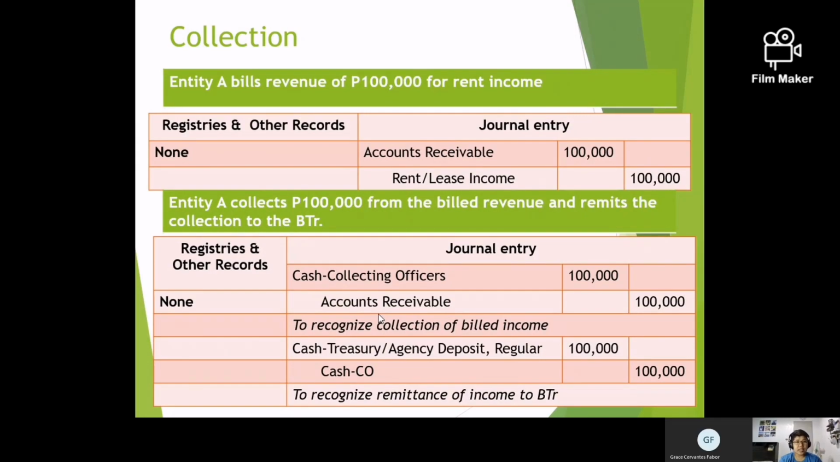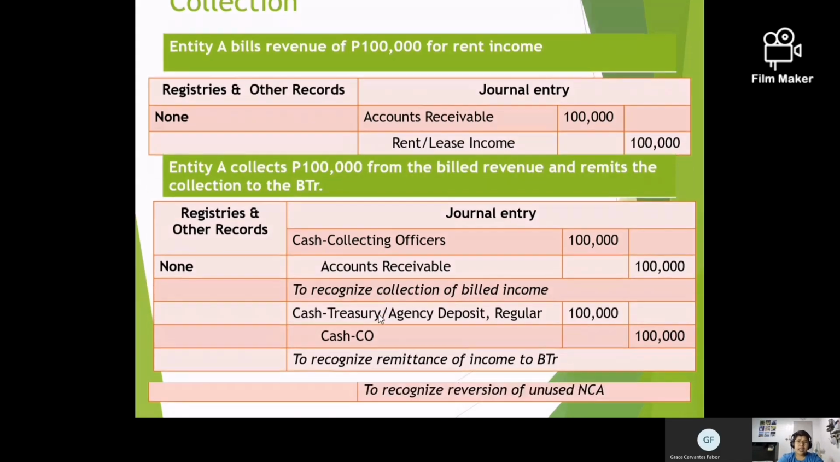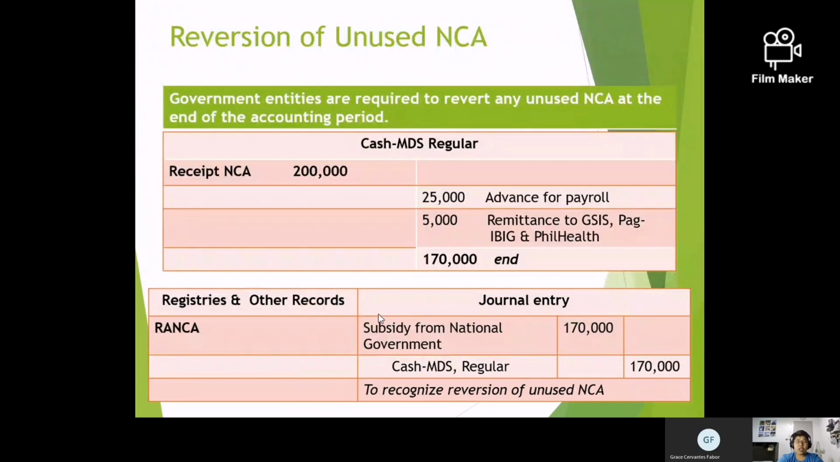Also, other receipts. Ano ba yung mga receipts na natatanggap ng government sa susunod na chapter? Ito, overview lang naman. Ano ba yung mga transaction na meron or basic transaction ang government? Another basic transaction is the reversion of unused NCA. Remember kanina, magkano ba yung NCA? Kunyari, ito yung T account. Sorry, hindi naka-black. Okay lang yan. Puti lang kasi yung nalagay ko.